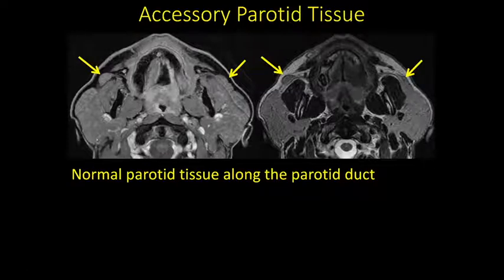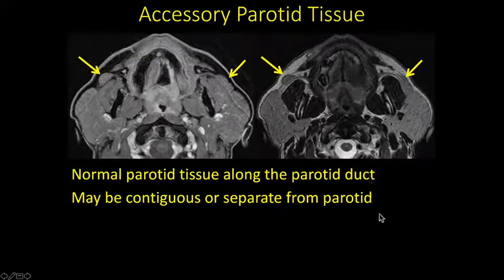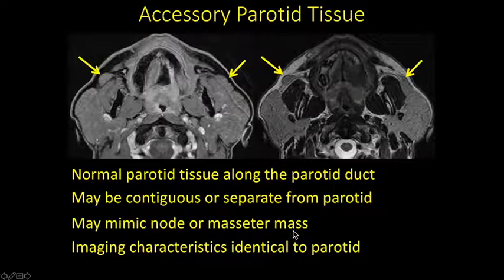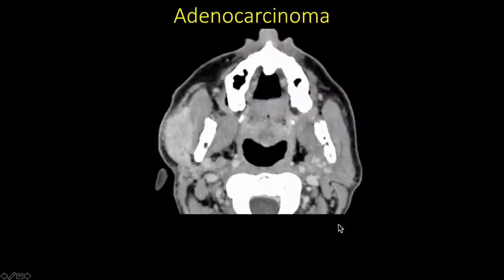It should resemble parotid tissue on all imaging modalities in every sequence. As you can see, it can be separate or contiguous with the parotid. And it can mimic a node or a mass, even in the masseter muscle, if it's really asymmetric clinically on examination. And it should just look like regular parotid tissue, because it is parotid tissue.